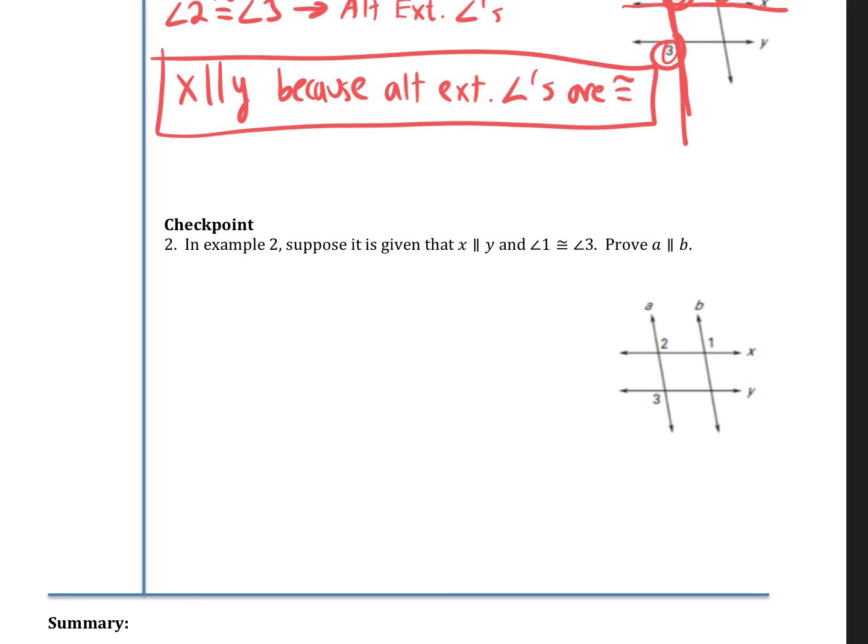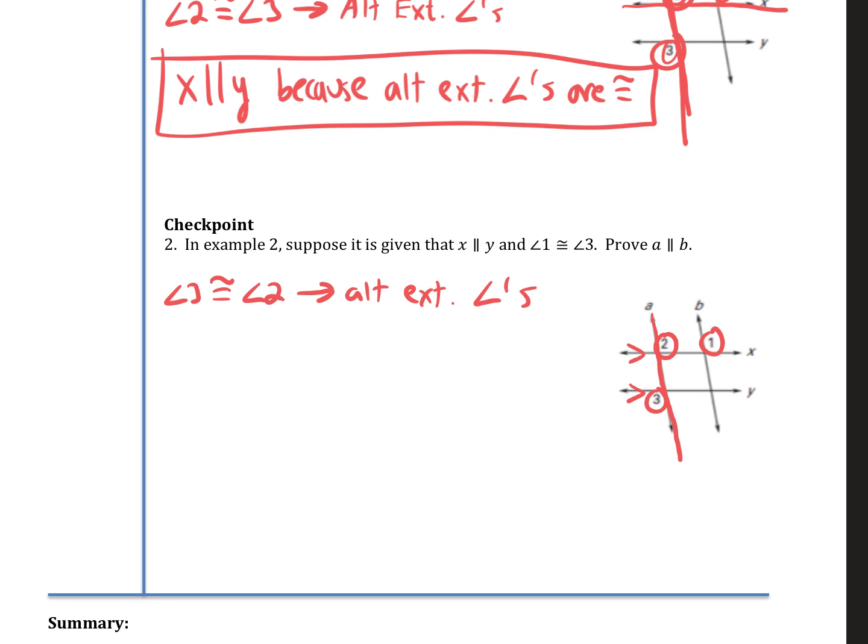All right, we're given that x is parallel to y, so we know these lines are parallel, and we know that angle 1 is congruent to angle 3 again, okay? We're trying to prove that A is parallel to B. We're going the opposite direction now. We're going from 3 to 2, because this is a transversal crossing those two parallel lines. So what kind of angles are angle 2 and angle 3? Well, we can say that angle 3 is congruent to angle 2 because of alternate exterior angles.